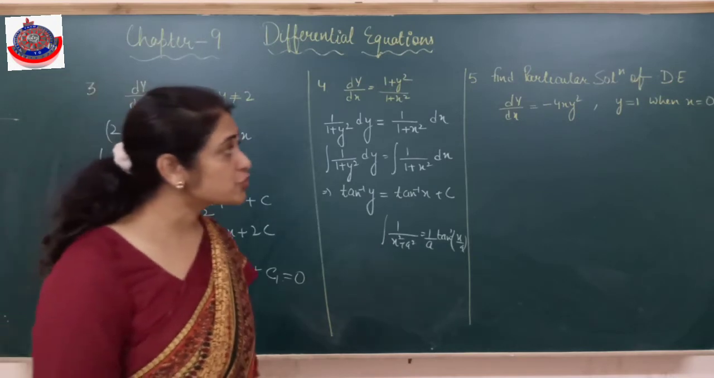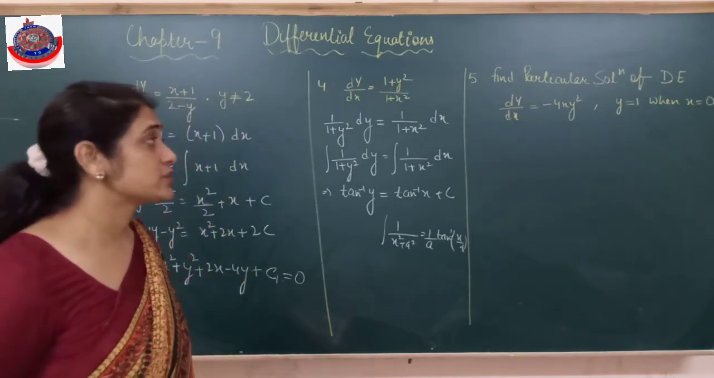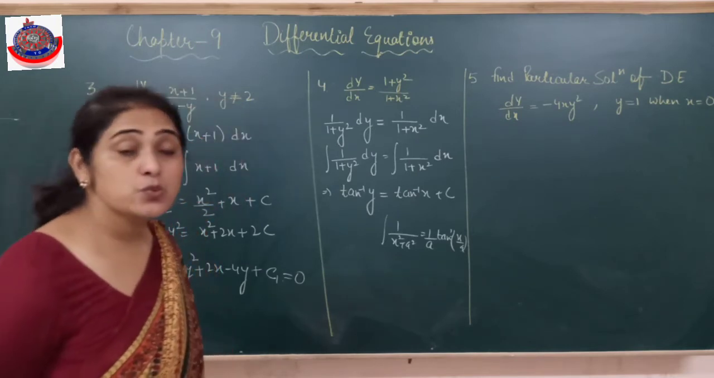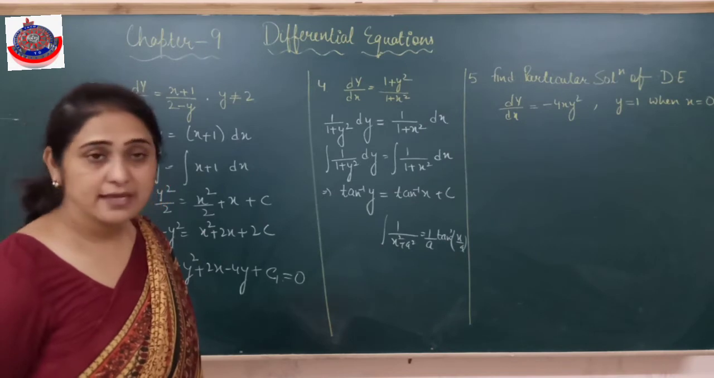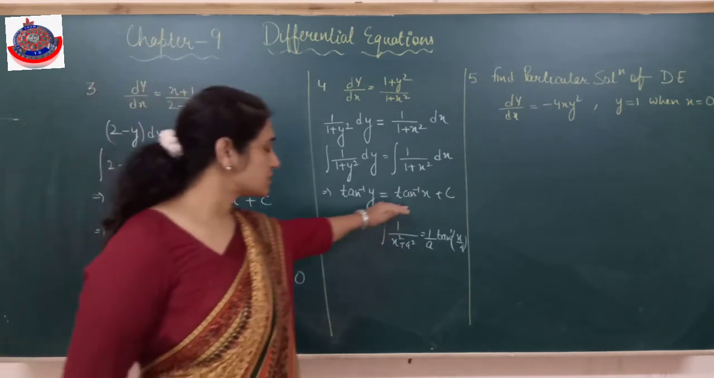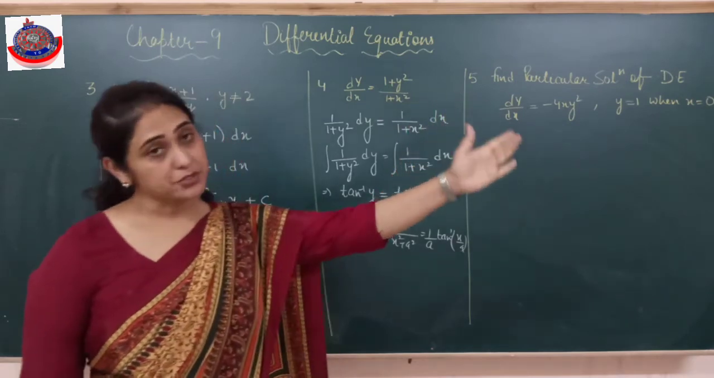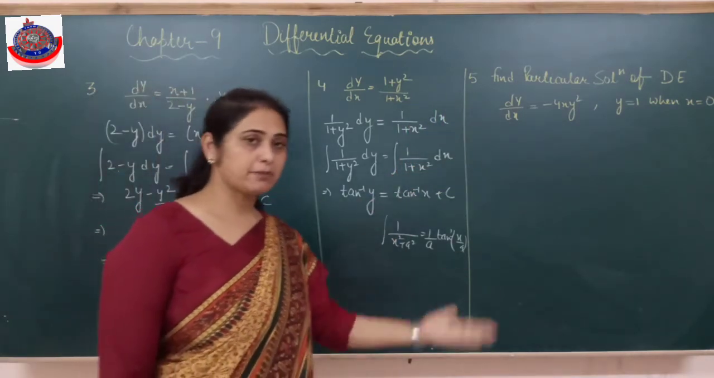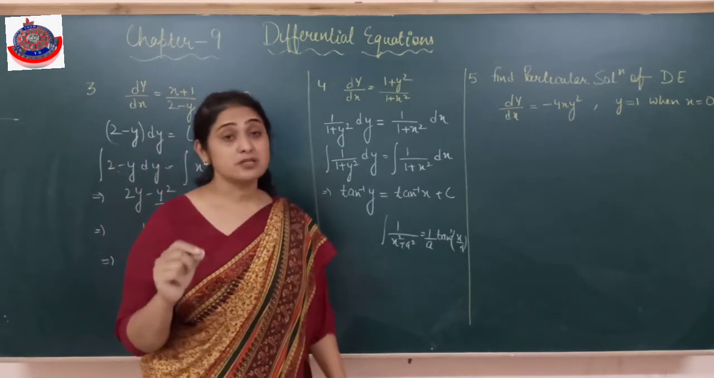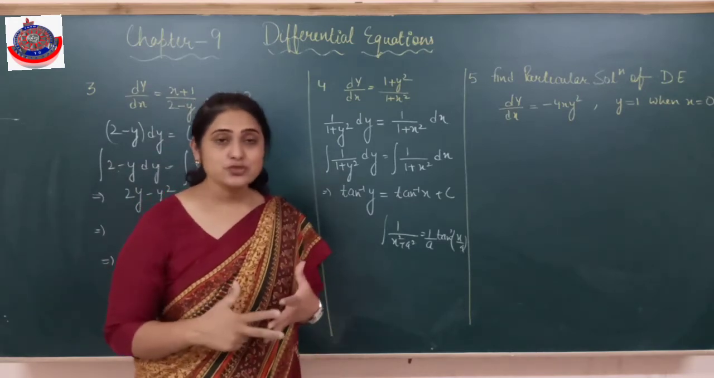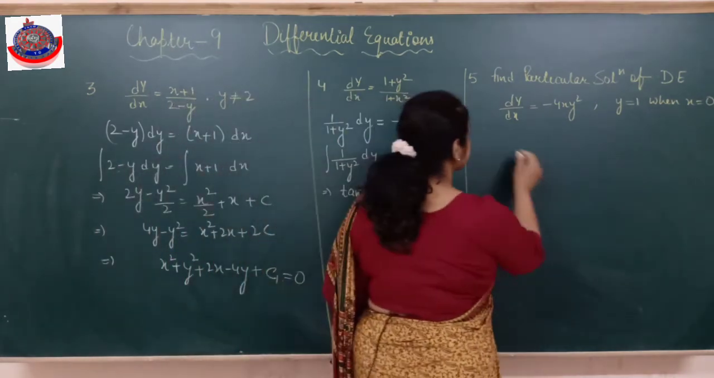Look at the fifth one. Find the particular solution of the differential equation dy upon dx is equals to minus 4xy square when y is 1 and x is 0. Alright, now the rule is same. We have to reach up to this step. From the general solution, we obtain a particular solution. That is the last step. When we did the definition of particular solution, it is obtained from the general solution. That means my target is to first of all reach a general solution. So let's reach. Segregate the variables.